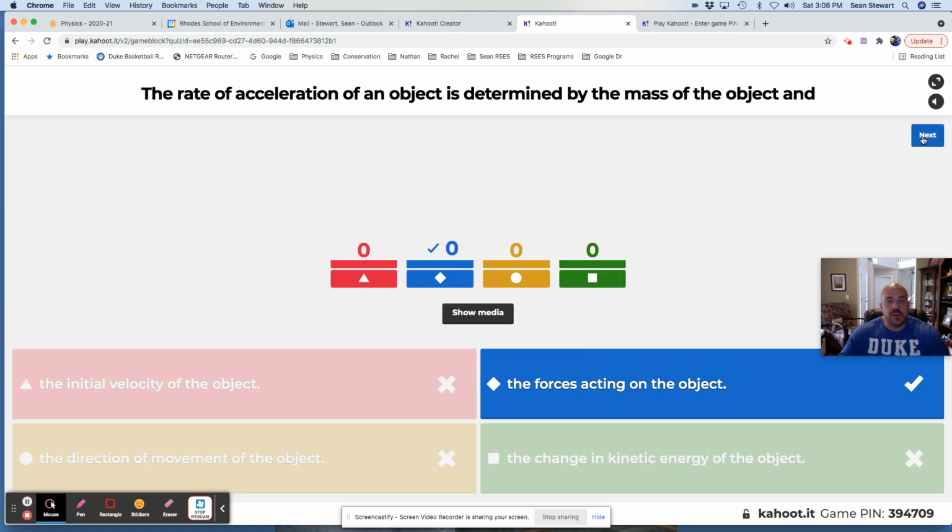All right, you're good to go. Force equals mass times acceleration. F equals ma is the key to remembering how to do well on this quiz.